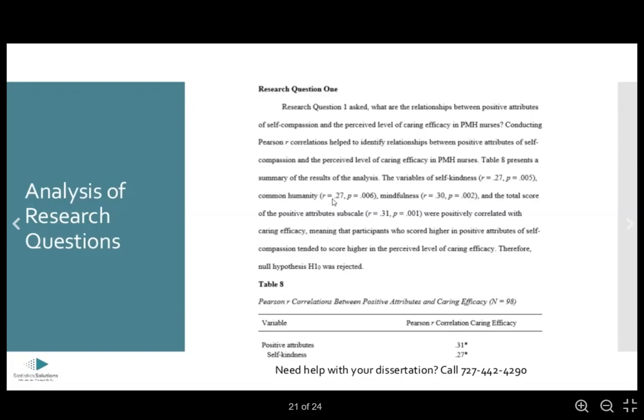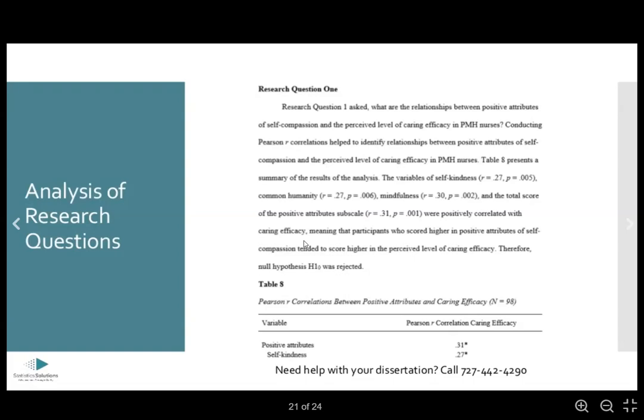Here, again, you'll notice that the way in which you report this is a little bit different. So now we're not reporting our F statistic or our T statistic. We're reporting the correlation coefficient R and the p-value. So they are providing the correlation coefficient and p-value for each variable, self-kindness, common humanity, mindfulness, and also the positive attribute subscale. Here, it looks like they determined that they were positively correlated with this caring efficacy.